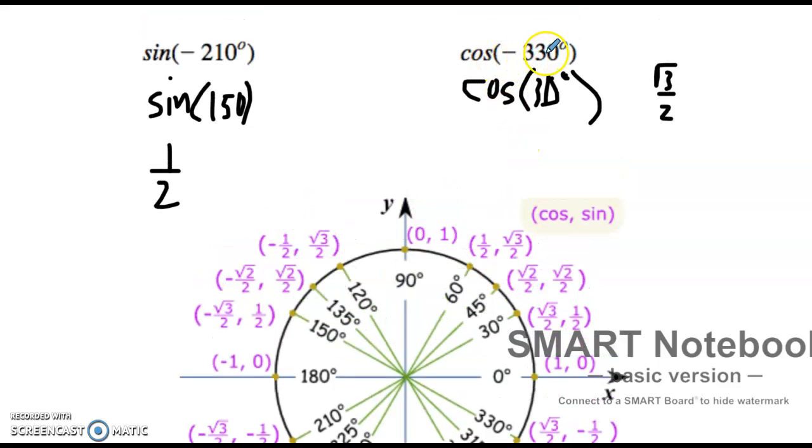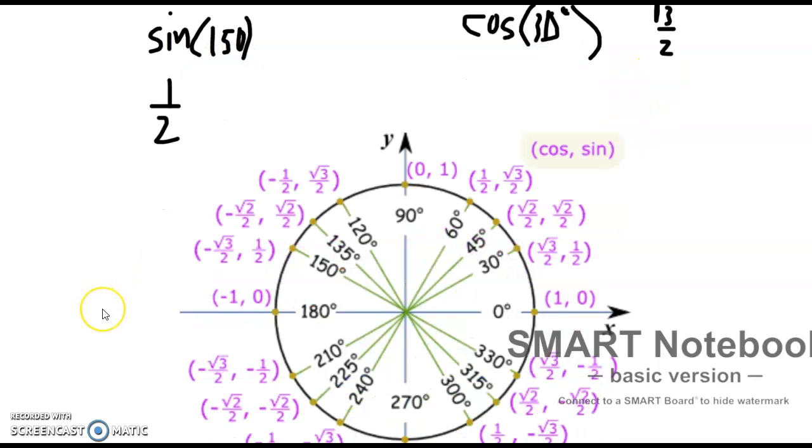Cosine of negative 330. Well, negative 330, you could think of it that 330 is here. If you flip it across the x-axis, it would be right here at this point. Or you could say, well, I know that to go negative, you're going all the way around to here. Either way, you end up at cosine of 30. The cosine value is the x value, so it's the square root of 3 over 2.